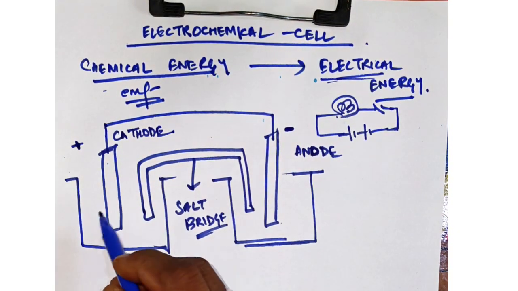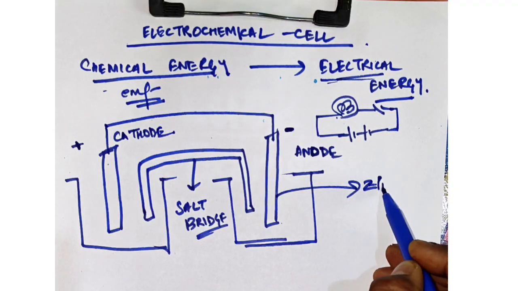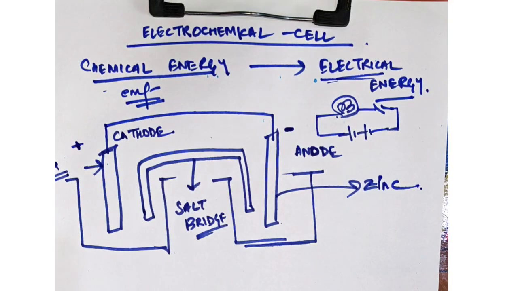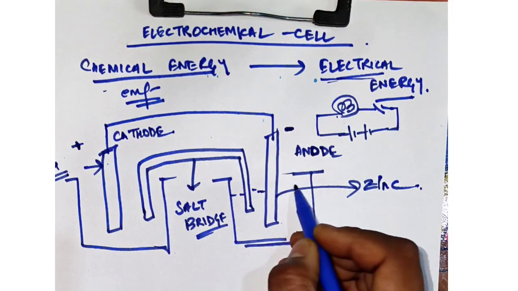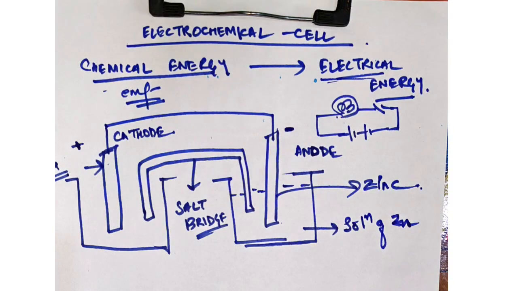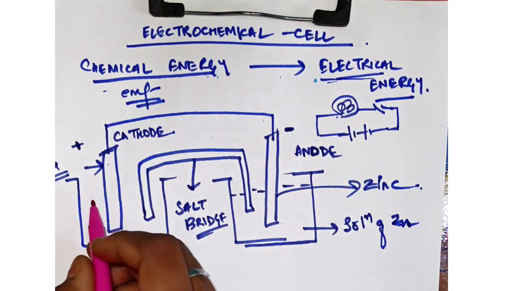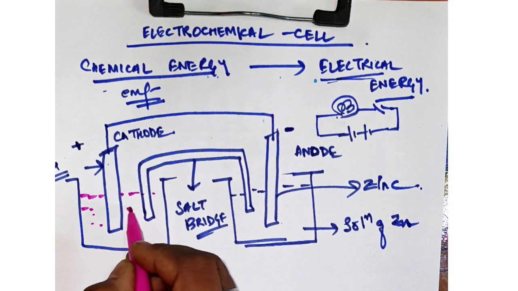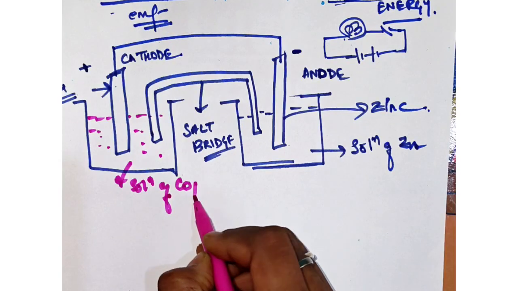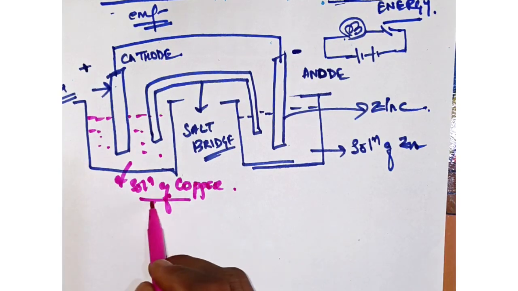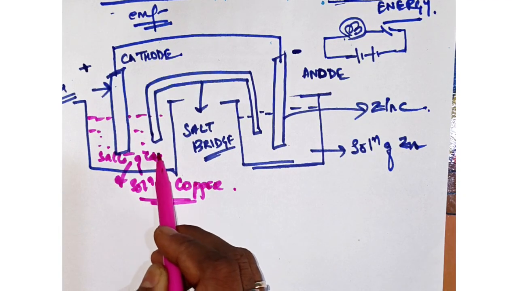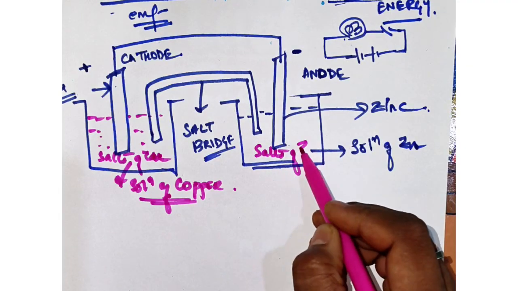So this is zinc and this is your copper. This one contains a solution of salts of zinc, and this one contains a solution of salts of copper. We are using a solution of the salts of copper here, and here the salts of your zinc.